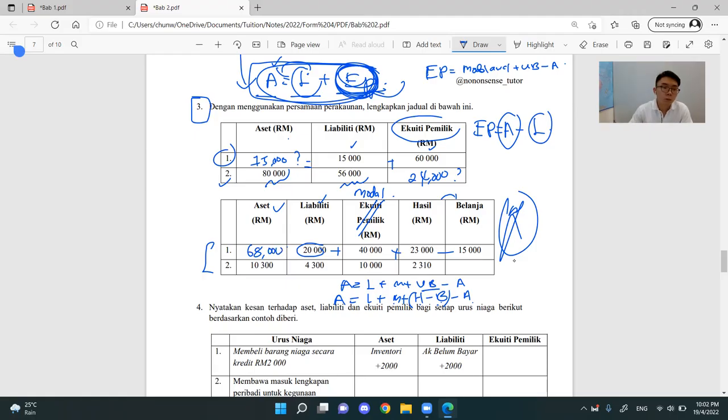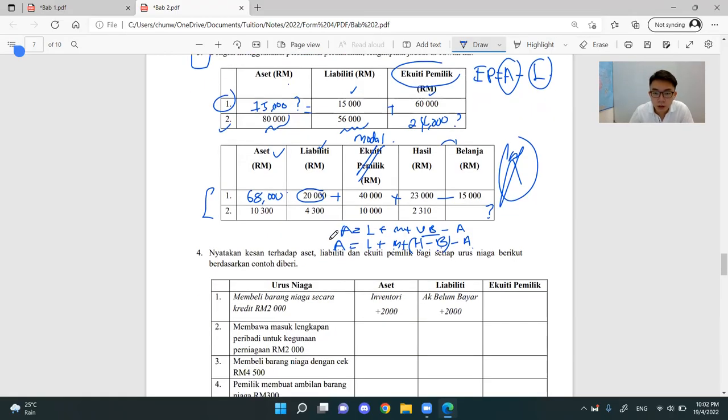Is it? Oh, but what about now? Want to find belanja. So now you have to move stuff. So from this equation, you just need to move the B actually, because this B is minus, right? So you move minus B to the other equation, it becomes a positive belanja. And I just want B to stay there. The rest go to the right.